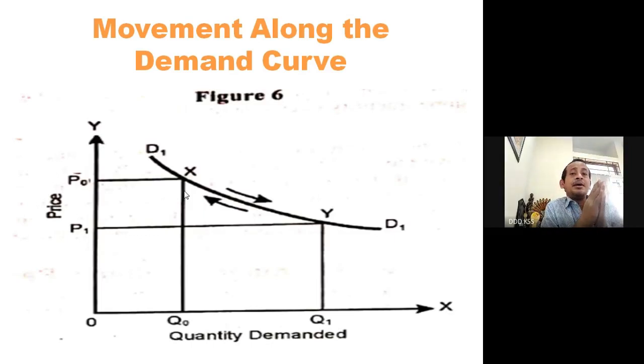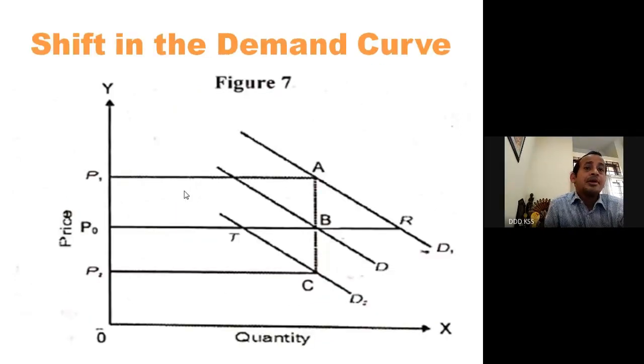Demand curve may move upward, downward. Okay, and contraction of the demand curve happens and expansion of the demand curve happens. Okay, now after this we'll discuss the shift in the demand curve. This is related to the shift in the demand curve.